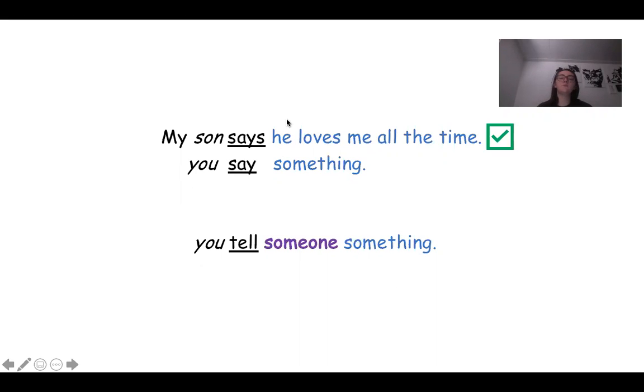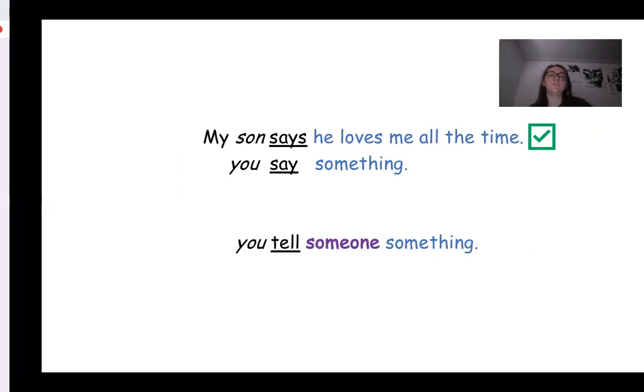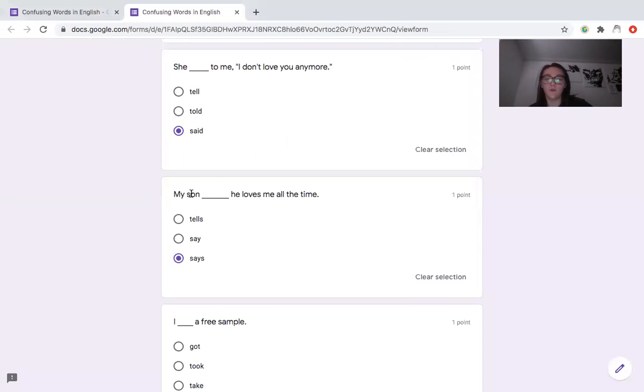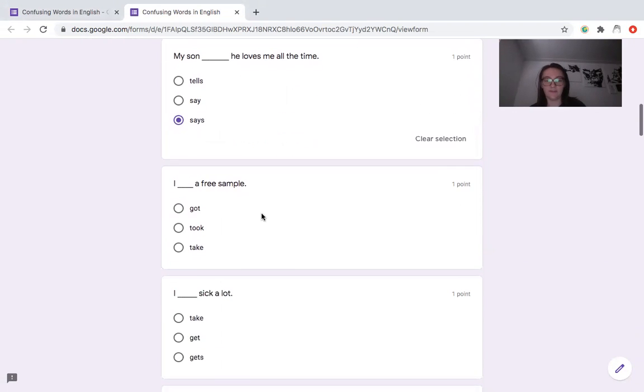And in this sentence, what comes after the verb is the word he. And yeah, that's someone, right? That's a person. But when it says he, it's talking about my son. My son says he loves me all the time. But if you wanted to use tell, my son tells me he loves me all the time. So that's how you would use tell, you just would have to make sure that you put in another person after the verb tell, right? My son tells. But the correct answer is says, for how the question is. My son says he loves me all the time.